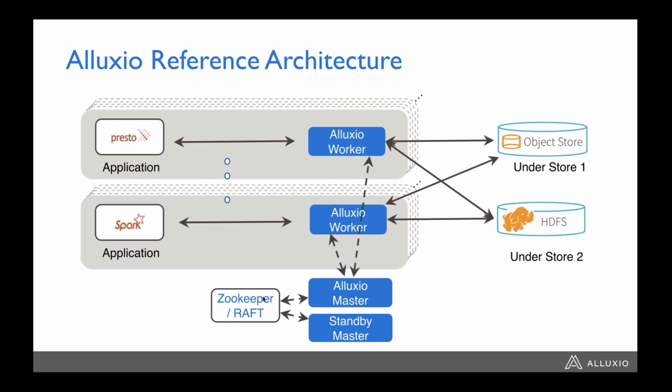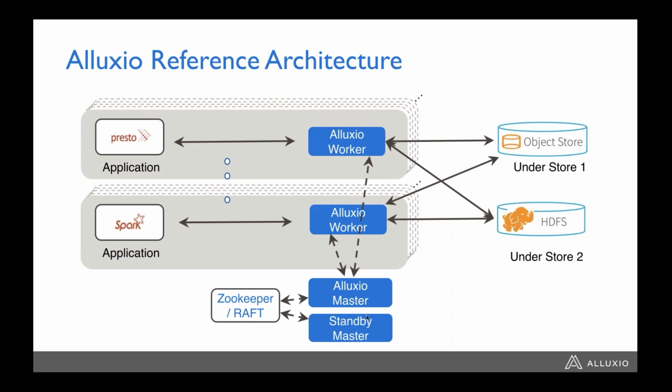So here's a high-level architecture of Alluxio. It's a master-worker kind of architecture, and you see a couple of different clusters here. You see a Presto cluster as well as a Spark cluster. Let's say you have 50 Presto nodes. You will have 50 Alluxio workers which are co-located with those nodes in the same instance and in the same container, and we'll talk a little bit about how this works in containerized environments in just a bit.